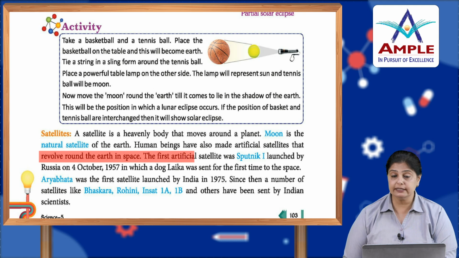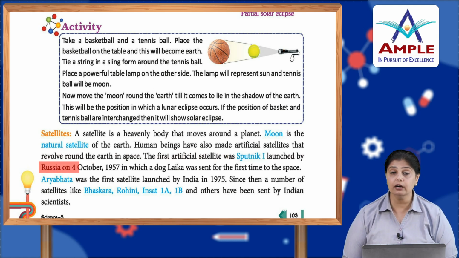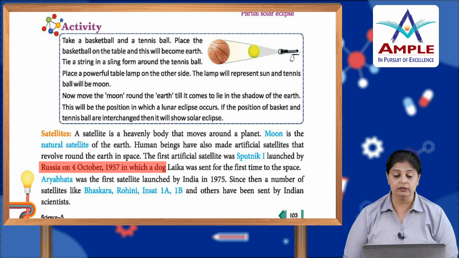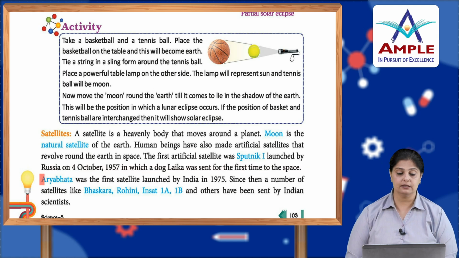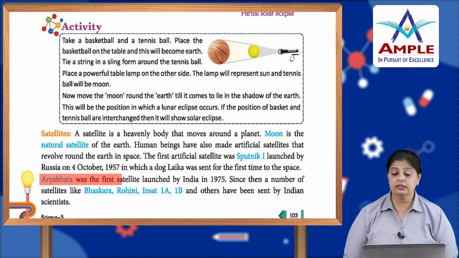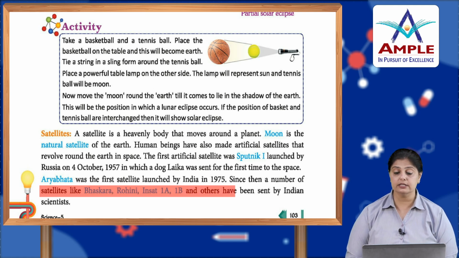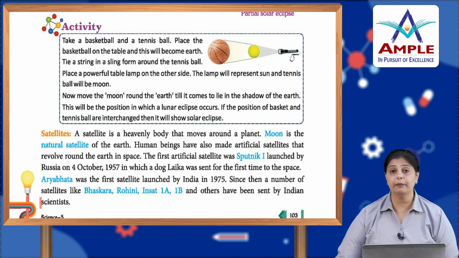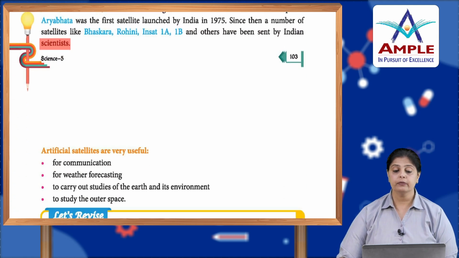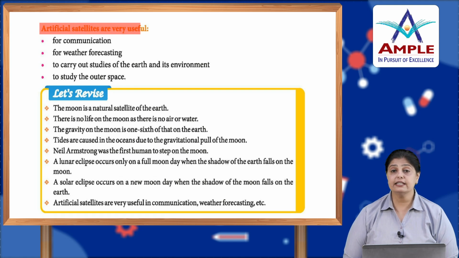The first artificial satellite was Sputnik 1, which was launched by Russia on 4th October 1957, in which a dog, Laika, was sent for the first time to space. Aryabhata was the first satellite launched by India in the year 1975. Since then, a number of satellites like Bhaskara, Rohini, INSAT 1A, 1B and others have been sent by Indian scientists.